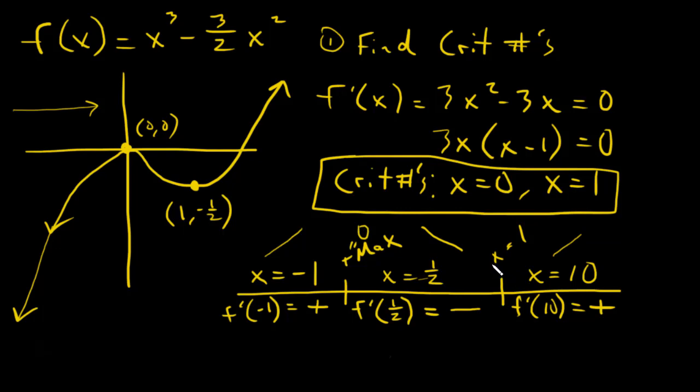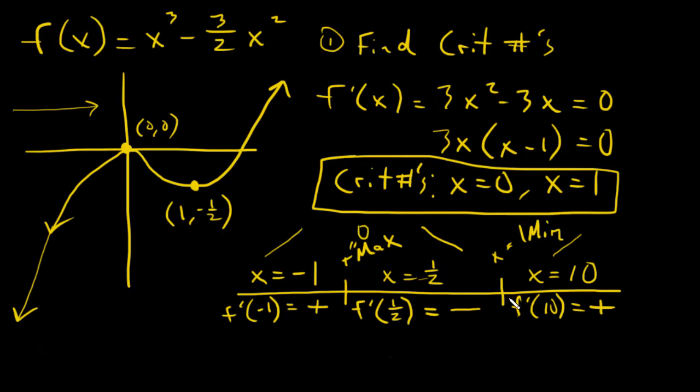Then we look at the behavior right around x equals 1. To the left of it, it's going down. The slope is down. We have a negative slope. To the right of it, we have a positive slope. Down, then up, means that x equals 1 is a min.